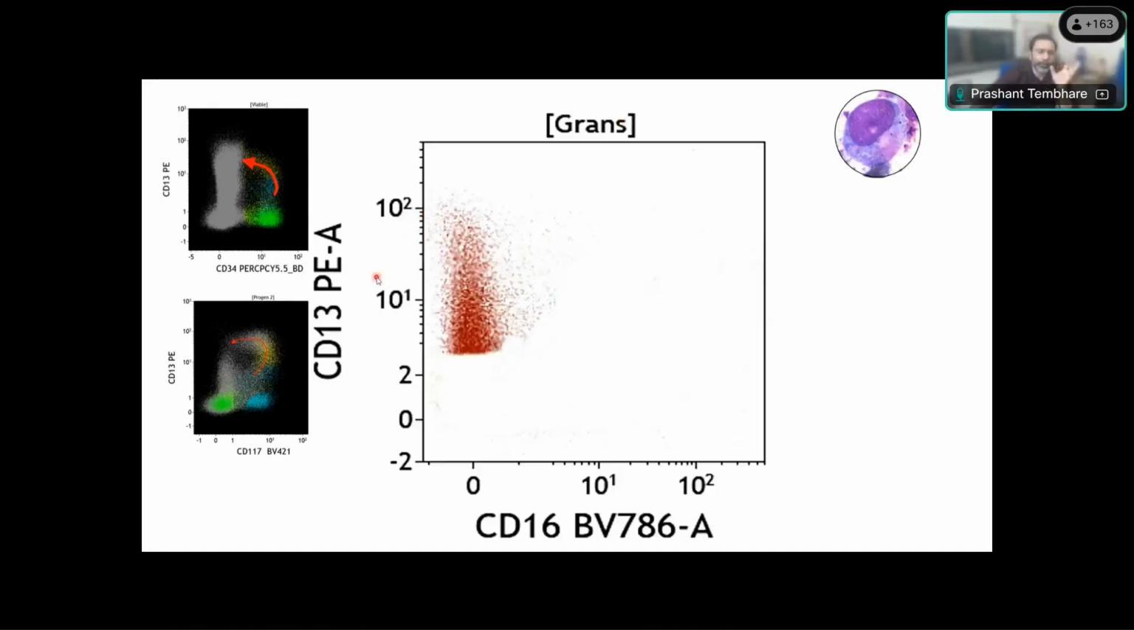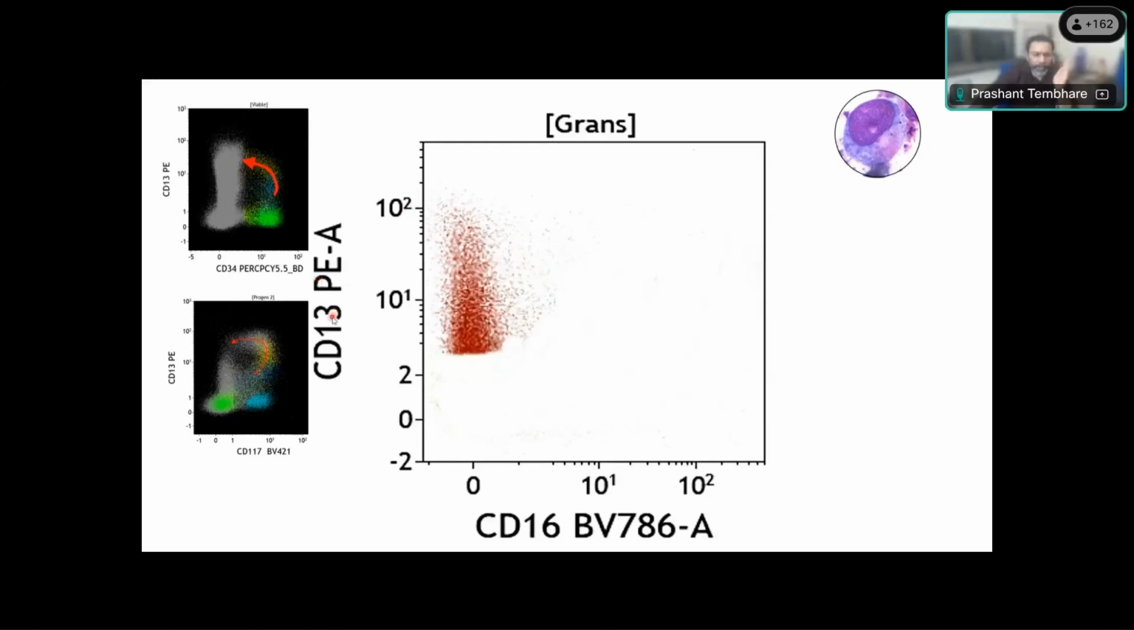Now what happens to the promyelocyte when you study CD13 and CD117? You know that promyelocytes are CD117 positive, and at the promyelocyte stage the cells lose CD34 expression. They become CD34 negative and strong CD13 positive. Like here you can see, promyelocyte stage is CD13 positive and CD117 positive, but negative for CD34.